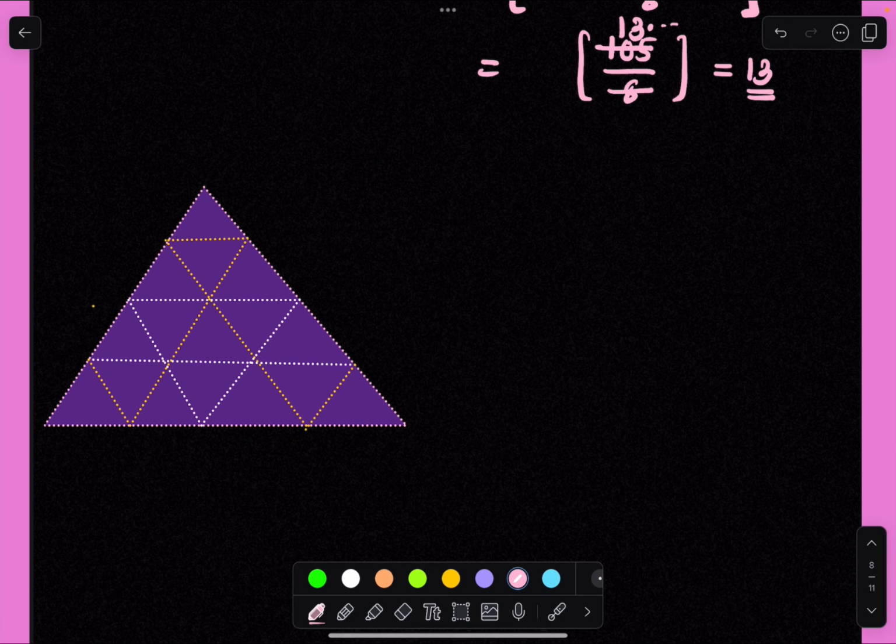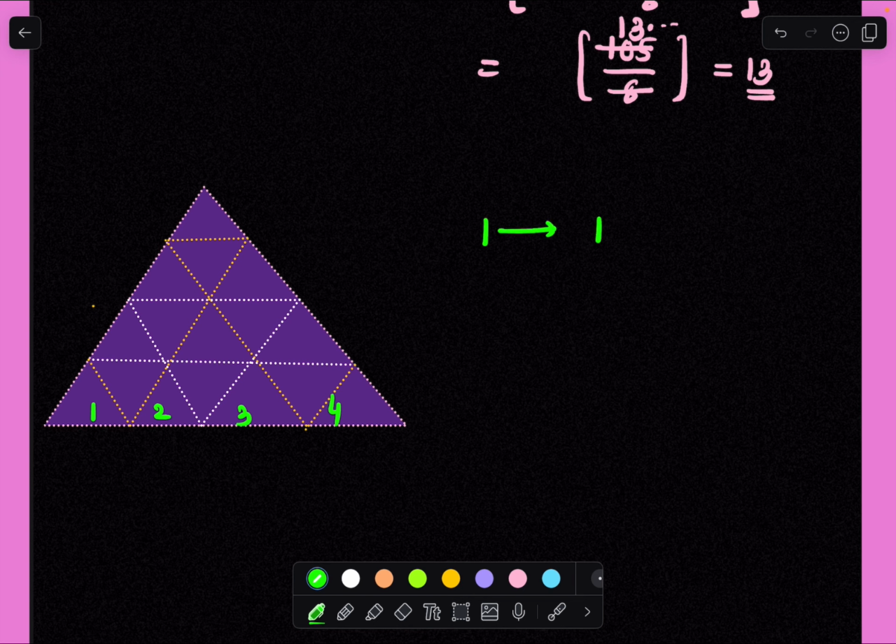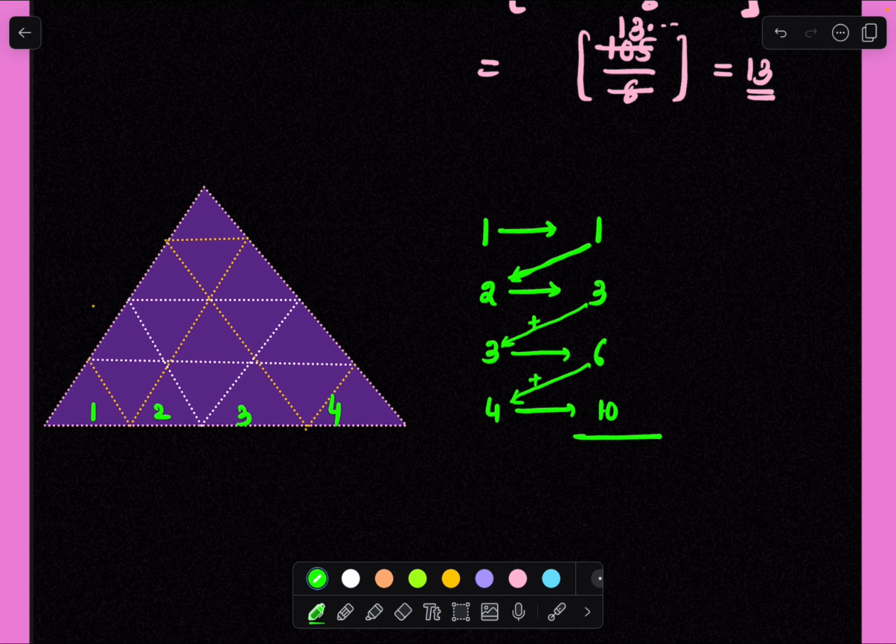Here also I want to calculate the number of triangles. It is a Pascal triangle type. How many parts are there in the base? 1 2 3 4. The first triangular number is 1. The second triangular number is 1 plus 2, which gives 3. The third triangular number is 3 plus 3, which gives 6. The fourth triangular number is 6 plus 4, which gives 10. Adding them, 10 plus 10 gives 20.